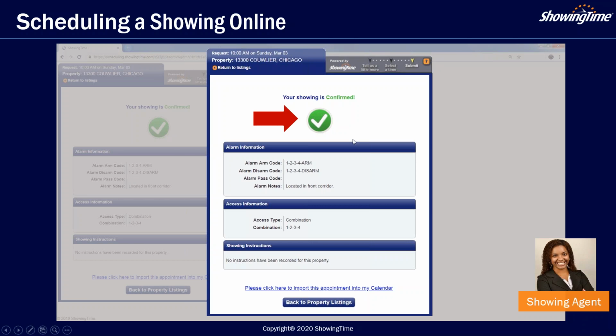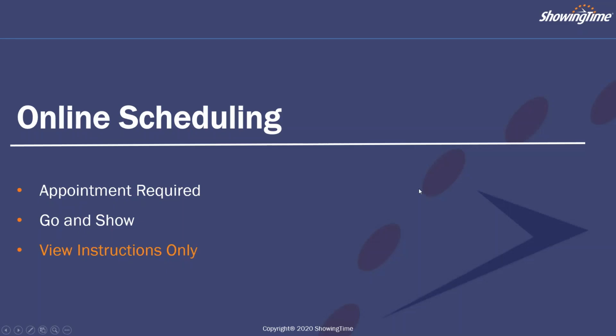So it's a popular setting with vacant homes, new construction, but it could also be used if you have really flexible sellers that really want to maximize the amount of showings that they can receive. You can adjust your suggested lead time on the individual listing level according to their needs and then set your appointment type to go and show.